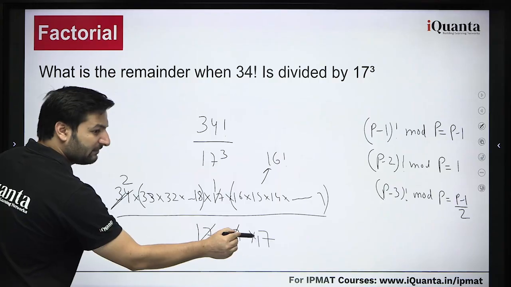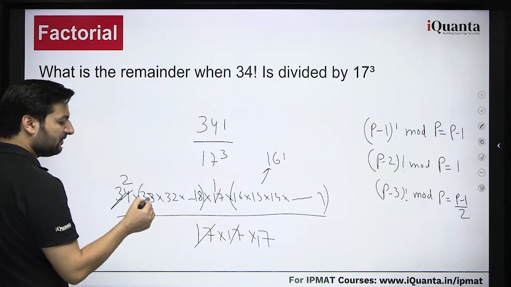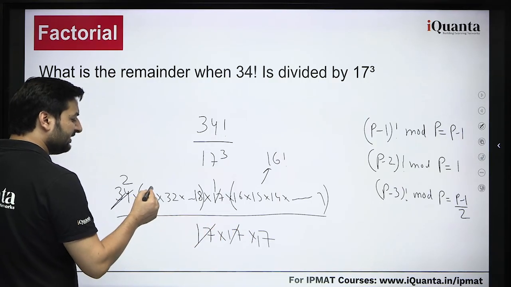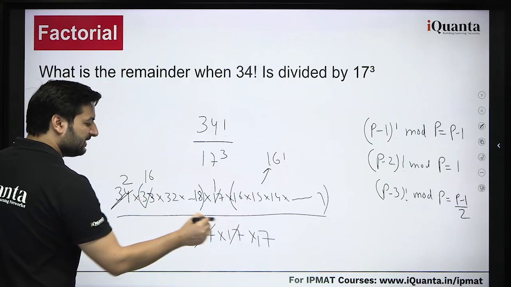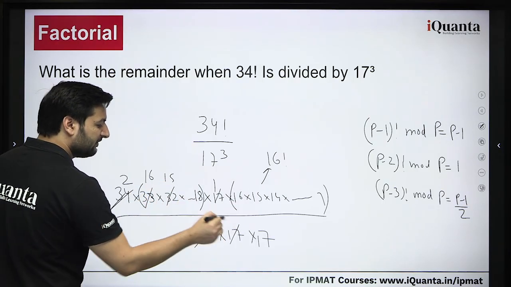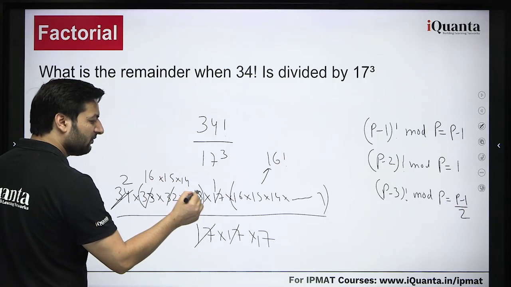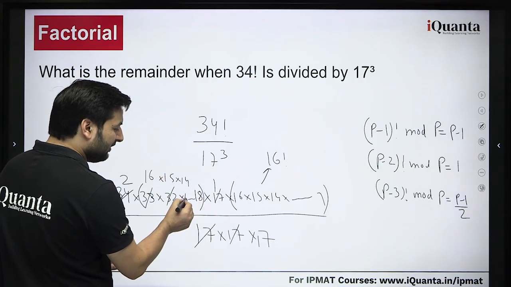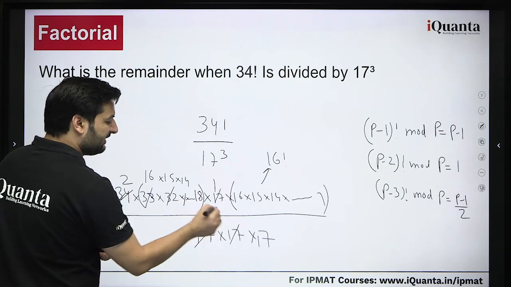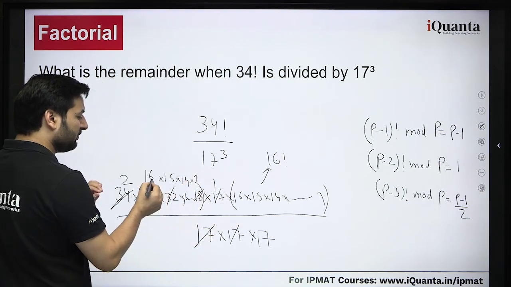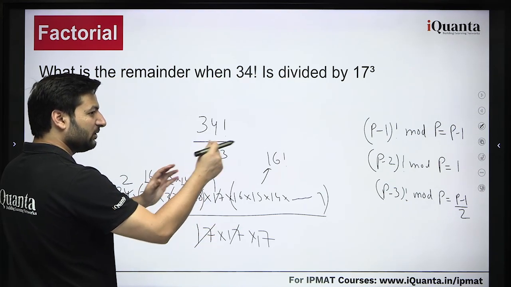And this 17 which is at the bottom, it divides the numbers over here. If 17 divides 33, the remainder will be 16. If 17 divides 32, remainder will be 15. If 17 divides 31, remainder will be 14. So 16, 15, 14, till this product is going till 18. So 17 divides 18, we get 1. So this is again a product of 16, 15, 14, 13, 12, so on till 1.